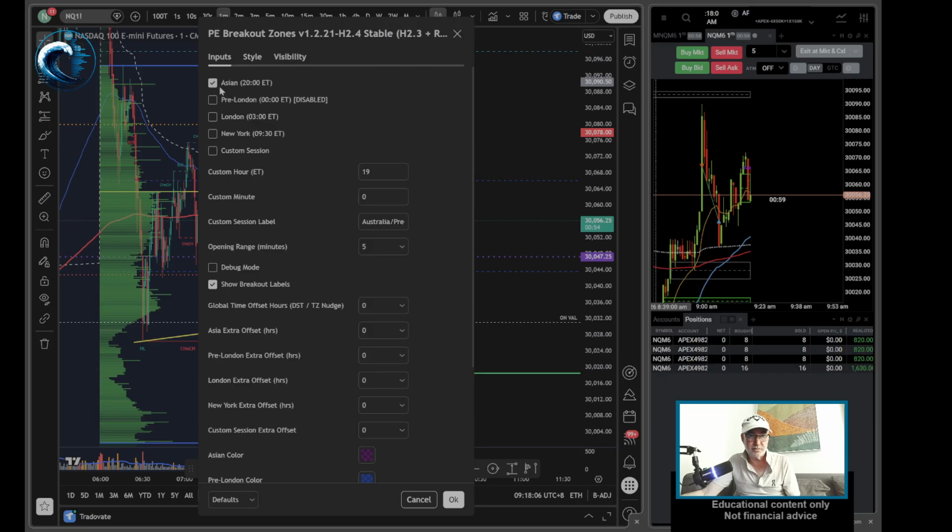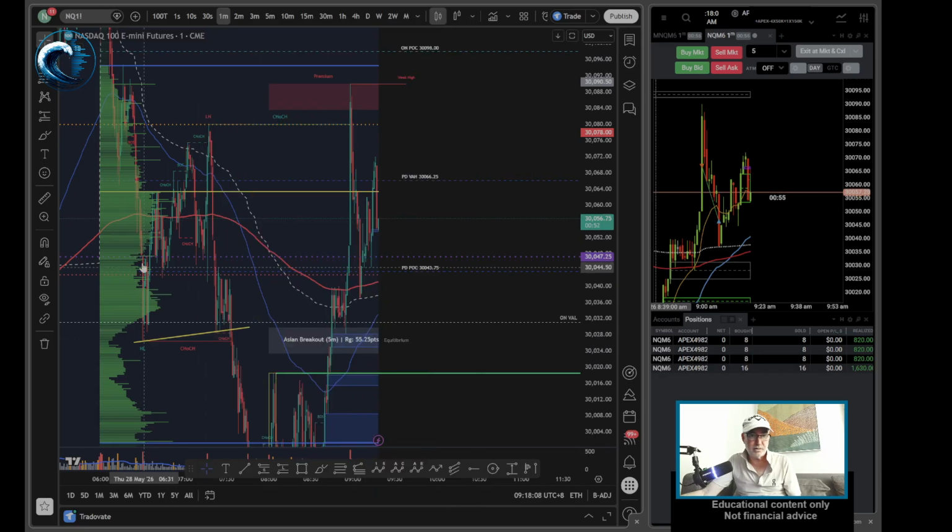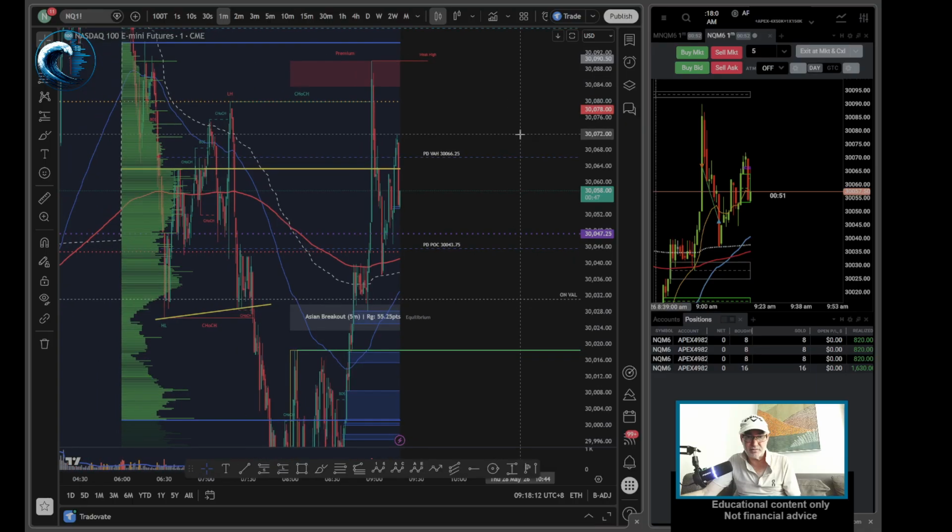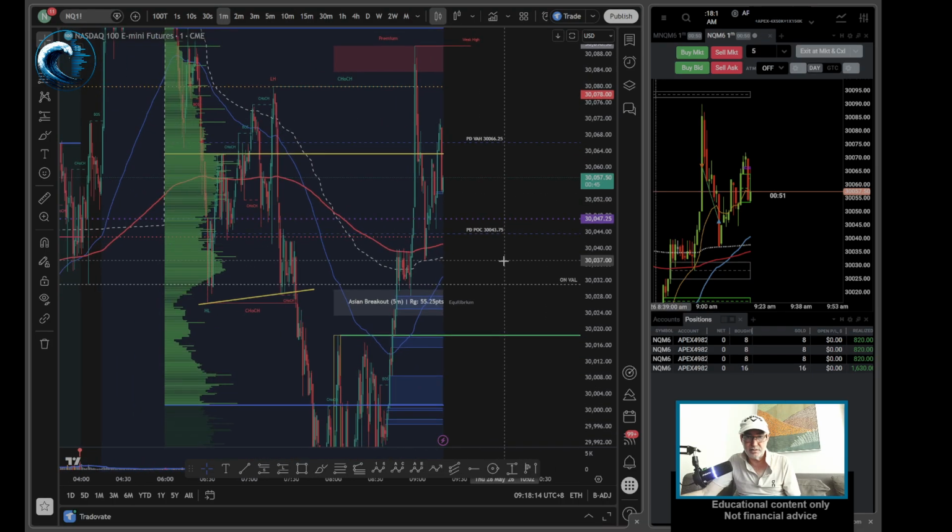Sorry. Just to clean the chart up a bit as well. I know my chart's a bit messy. And I want to just judge again the reaction here, if it comes down this far.